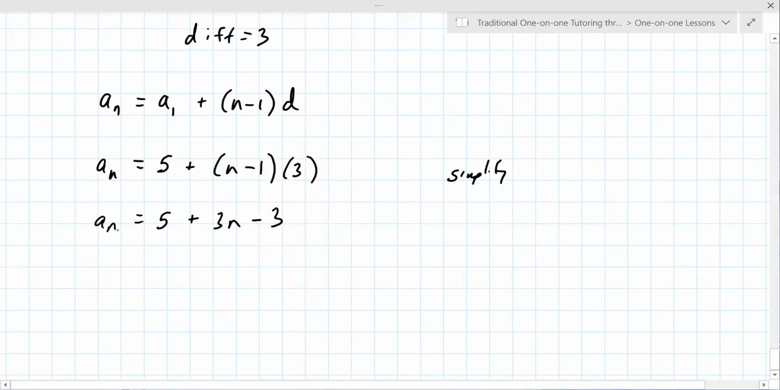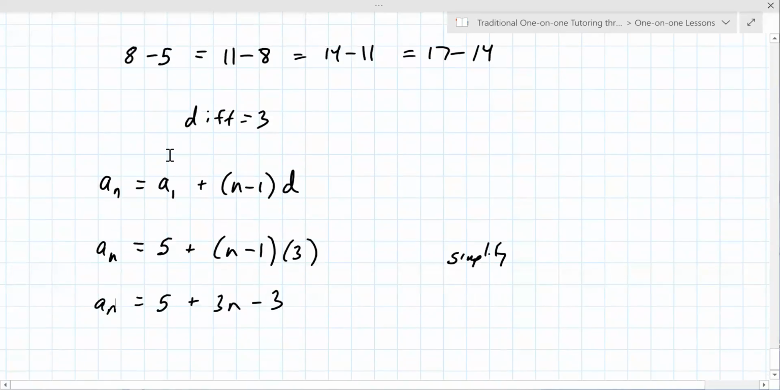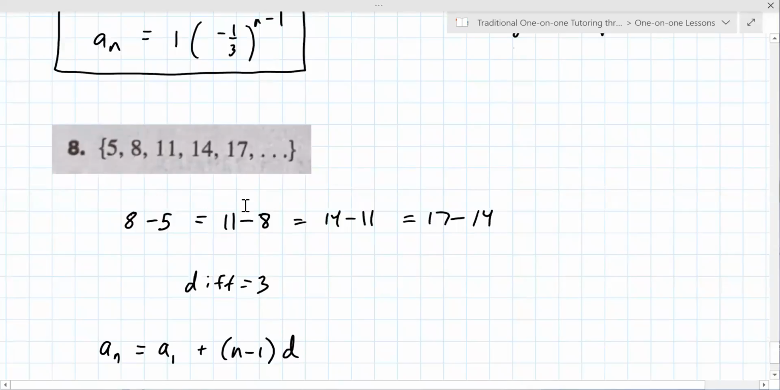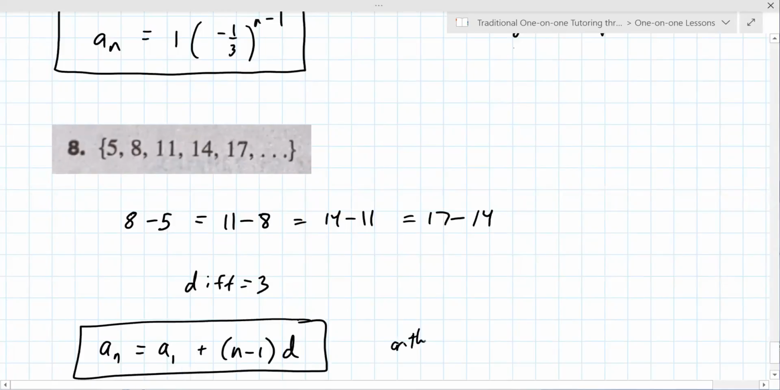Where did you get the d? That was the difference. I look at the difference between all the terms, and if that's the same, then it's arithmetic. Is that a set formula? Yes. This is for arithmetic, and the other one I did was for geometric. I would study both of those.